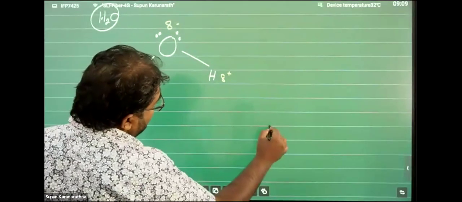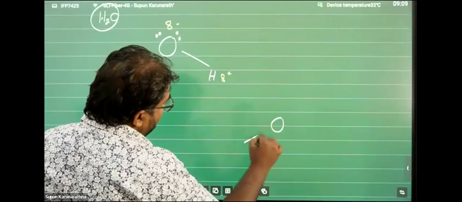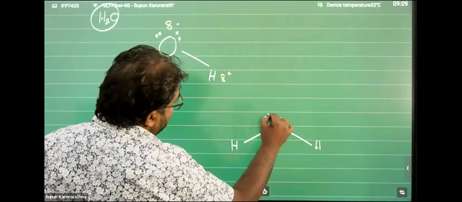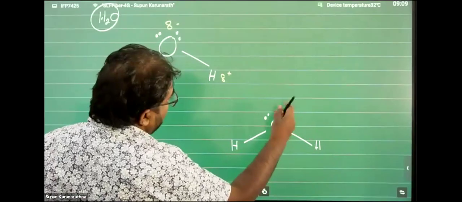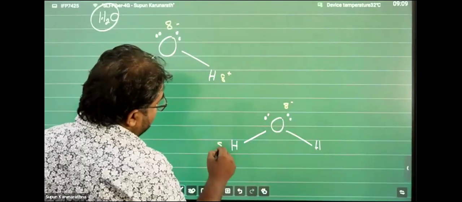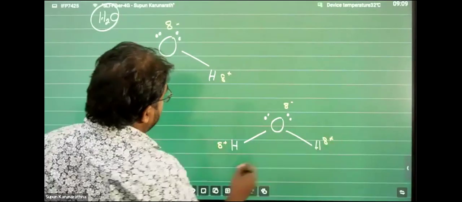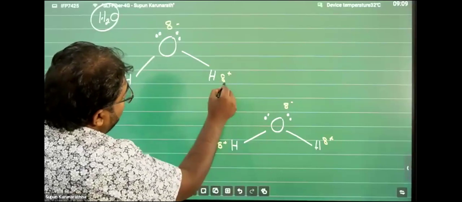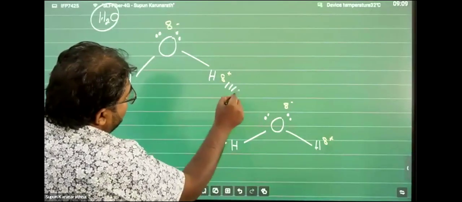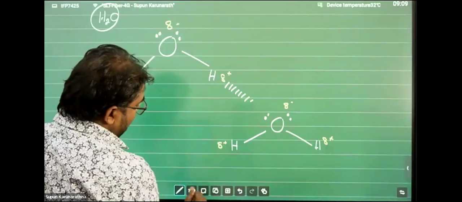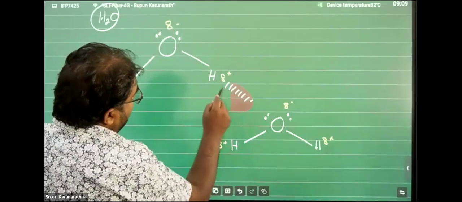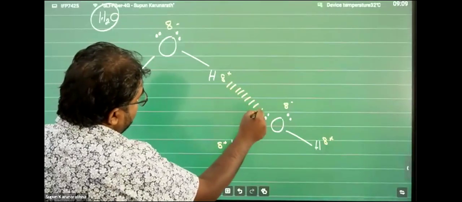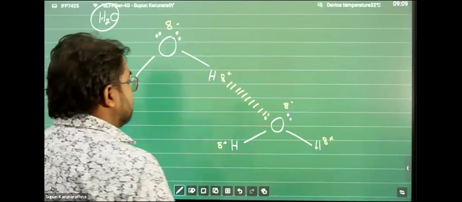Here is one water molecule. Imagine there is another water molecule here, which also has slightly negative and slightly positive charges. You can see that between the hydrogen and oxygen in the two different molecules there is a small attraction. This attraction we call intermolecular bonds.